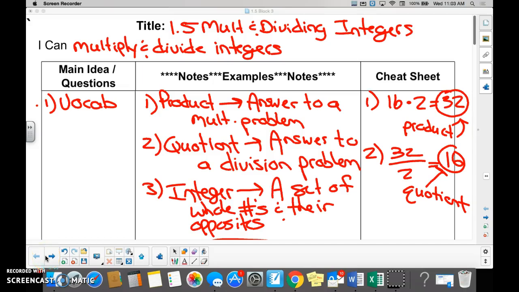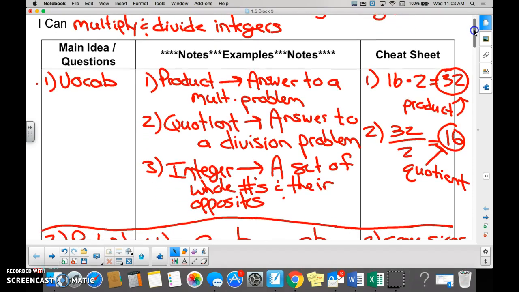Dividing integers. I can multiply and divide integers. And right now, you all should be saying, I can multiply and divide integers. Multiplying and dividing integers is something you've been doing for quite a while now. But when we're talking integers, we're talking positives and negatives. And there's a couple of new rules that we're throwing out at you that you need to realize.